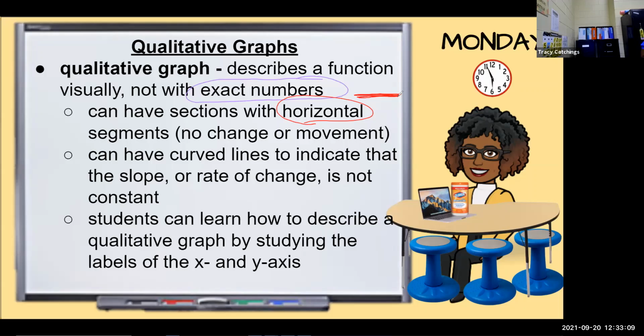And then, of course, it tells us at the bottom we can learn how to describe a qualitative graph by studying the labels of the X and Y axis. So remember, will we have any numbers? No numbers. We have to look at the X and Y axis to help us.